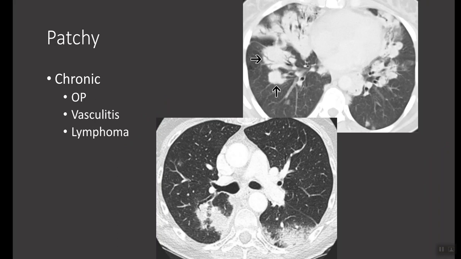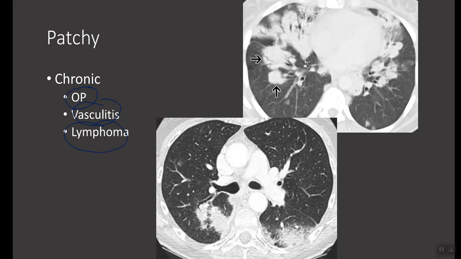So let's talk about patchy chronic consolidations. Again, we're dealing with a process that's subacute or chronic or persistent, meaning that we had an initial CT, we thought it was maybe pneumonia, and now these consolidations have persisted or have gotten worse. So the big ones that we'd want to think about here are organizing pneumonia, vasculitis, as well as lymphoma. Some of the tumors can actually do this as well.